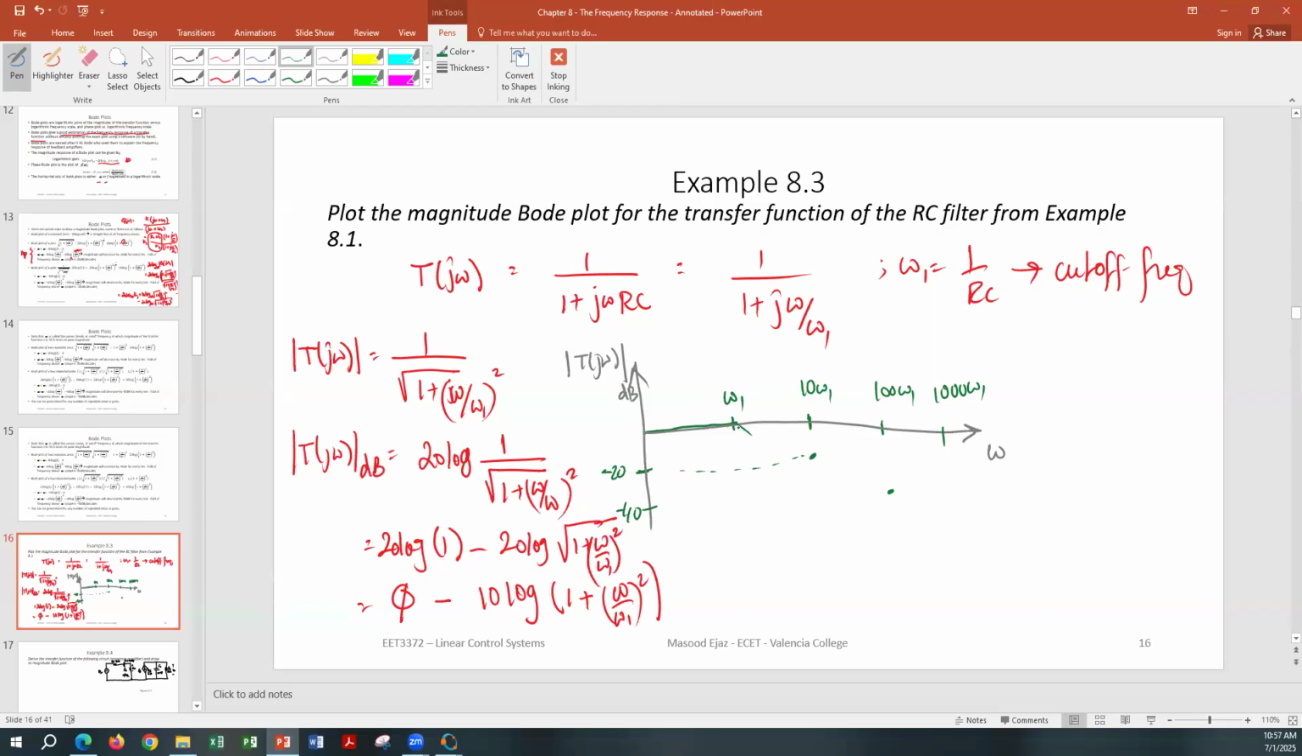So it's going to go like this, and we have to show the drop. So this is negative 20 decibel per decade. And that is going to be your Bode plot for the first order RC low pass filter that we had.